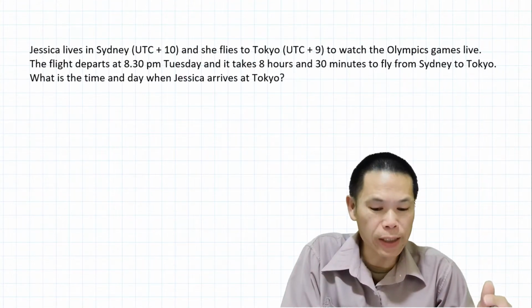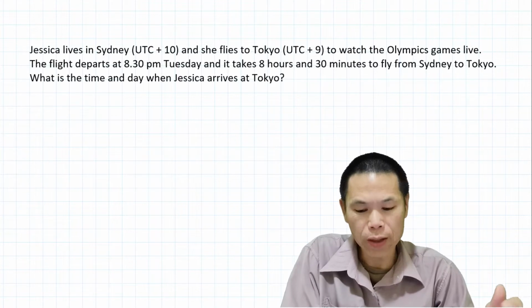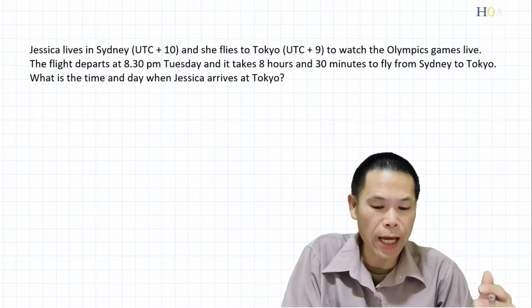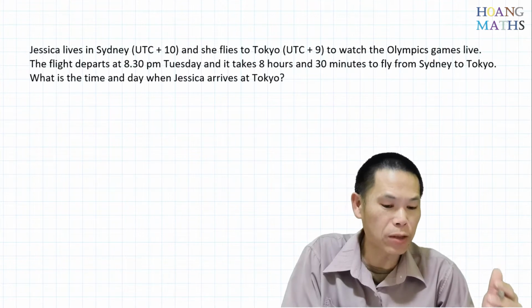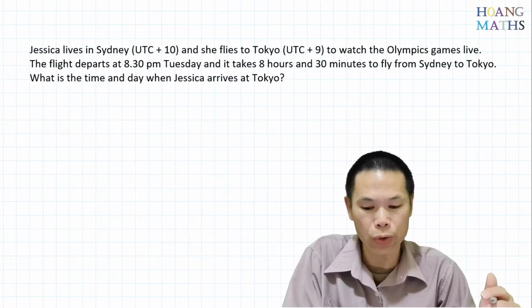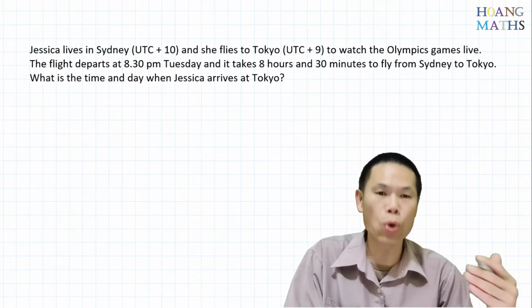Jessica lives in Sydney and she's flying to Tokyo to watch the Olympic Games live. The flight departs at 8:30 p.m. Tuesday and it takes 8 hours and 30 minutes to fly from Sydney to Tokyo. What is the time and day Jessica arrives in Tokyo?